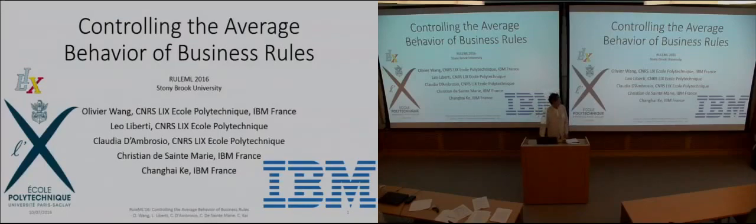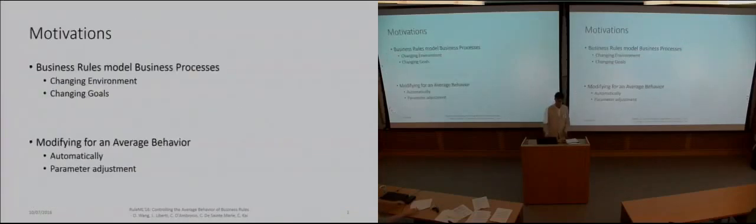So I'm going to talk about controlling the average behavior of business rules. The motivation for this work is basically that business rules are used by IBM's clients to model business processes, and some of these business processes are used on a lot of data, on the order of thousands of data points, such as a number of loan requests that might be approved automatically and stuff.